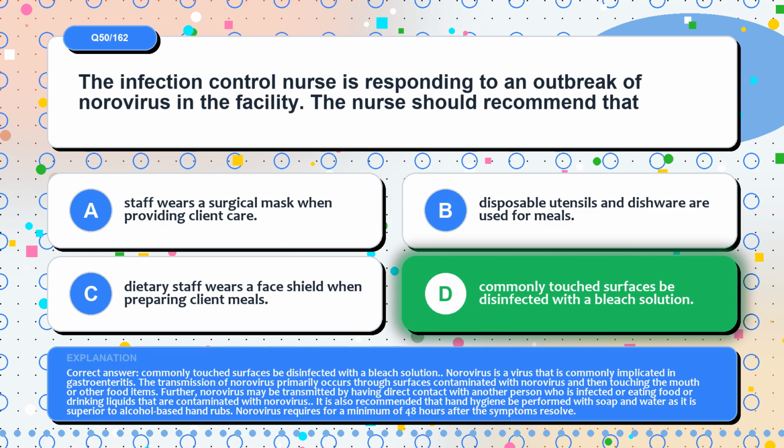Norovirus is a virus that is commonly implicated in gastroenteritis. The transmission of norovirus primarily occurs through surfaces contaminated with norovirus and then touching the mouth or other food items. Further, norovirus may be transmitted by having direct contact with another person who is infected or eating food or drinking liquids that are contaminated with norovirus. It is also recommended that hand hygiene be performed with soap and water as it is superior to alcohol-based hand rubs. Norovirus requires contact precautions for a minimum of 48 hours after the symptoms resolve.